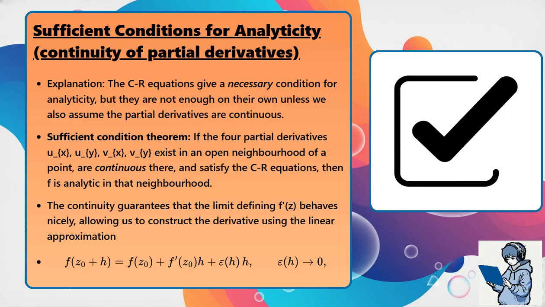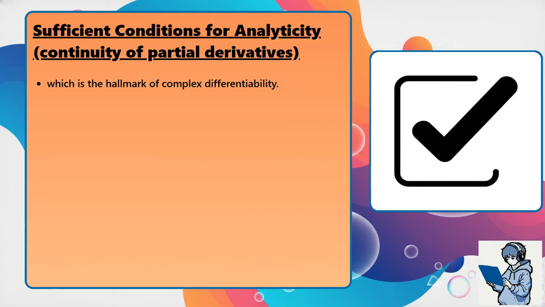f(z0 + h) = f(z0) + f'(z0)h + ε(h). ε(h) tends to 0, which is the hallmark of complex differentiability.